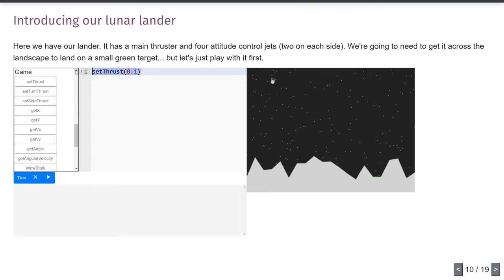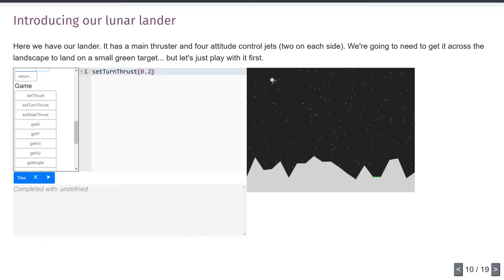And so that is going to let us do things like, well, we are facing straight downwards. I would like to set some turn thrust. If I go positive, it should go clockwise. Negative, it should go anti-clockwise. Again, anywhere between, well, in this case, between minus 1 and 1. Let's just go pretty gently. Let's go about 0.2. And so now that is gently spinning ourselves.